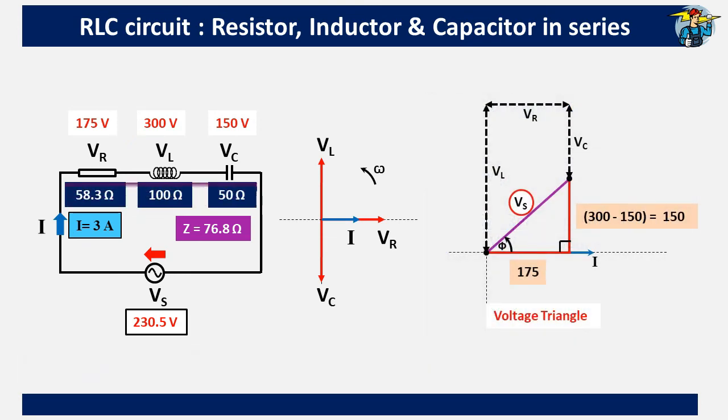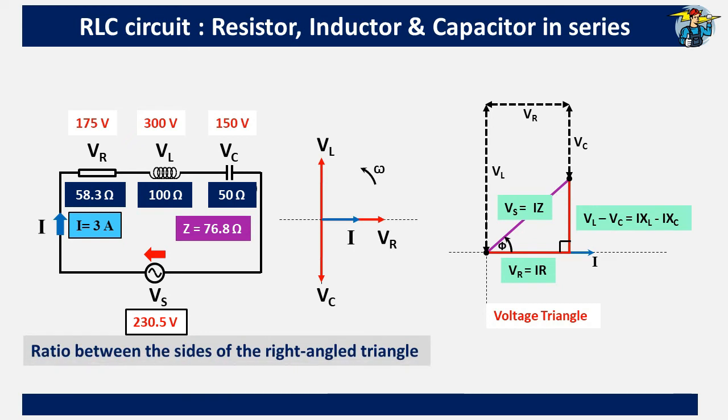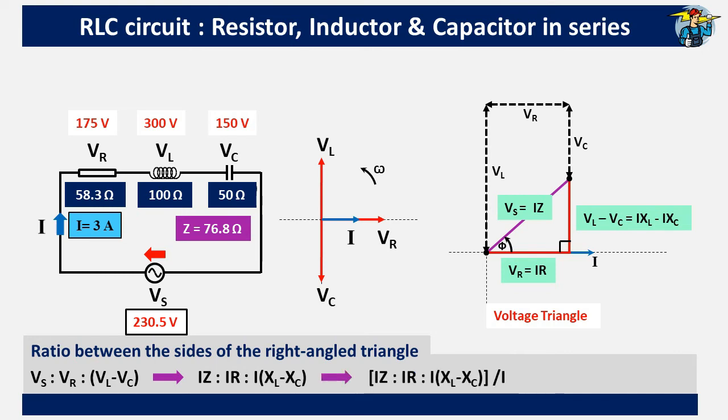On the voltage triangle, using Ohm's law, replace VR, VL minus VC, and Vs with IR, IXL minus IXC, and IZ, respectively. Now, the ratio between the sides of the right-angled triangle can be given as Vs², VR², (VL minus VC)². It can also be written as (IZ)², (IR)², (I into XL minus XC)². Since all 3 have I in them, we can omit that by dividing all 3 by I. So, you get the final ratio as Z², R², (XL minus XC)².